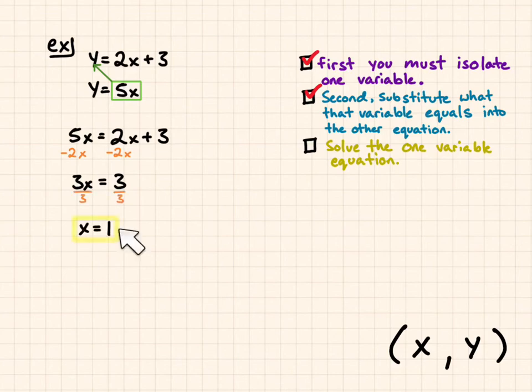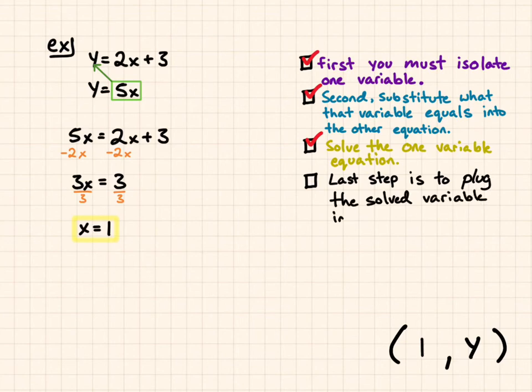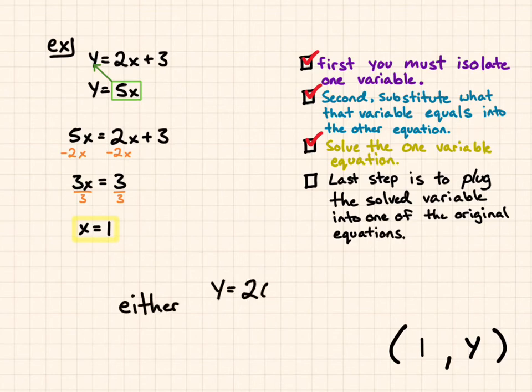So I'm going to replace my solution here. The x term is going to be 1. And last step is to plug in the solved variable into one of the equations. So if x equals 1, either y equals 2 times 1 plus 3, or y equals 5 times 1, and y equals 5.